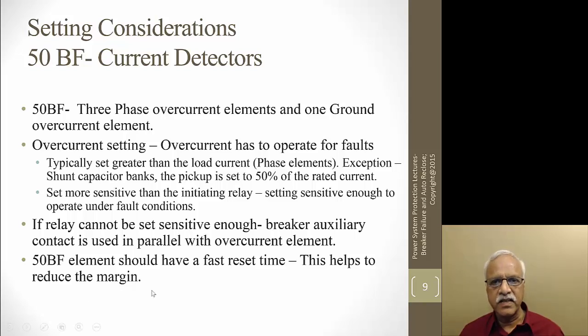And then, as I mentioned, in generators and all, we use auxiliary contacts of the breakers, where the overcurrent element cannot be set sensitive enough. Another criterion is that the breaker failure overcurrent element has to have a fast reset time. There are some legacy relays where, if the current exceeded some value, it took 1.5 to 2 cycles. What it does is it adds to your margin.